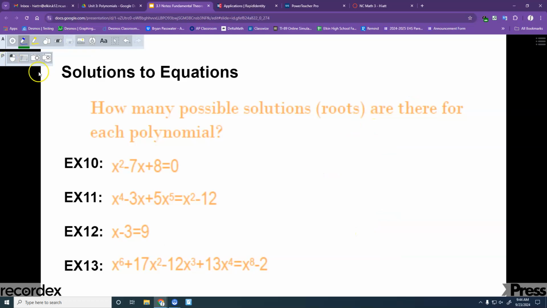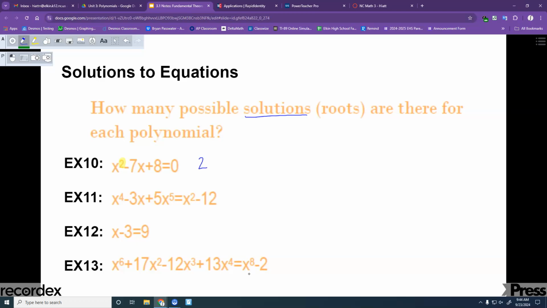All right, so these are just slightly different here. It's asking for your possible solutions. What's different about these is these aren't functions, right? These are equations. They have an equal sign in them. So that means instead of calling them zeros, we would call them solutions. But the same thing still holds true. You're going to look at the degree right there. And whatever the highest degree that you see is, that's the number of possible solutions that you have. So this one would be 2.